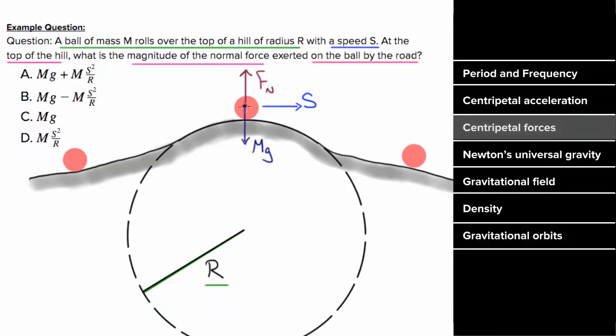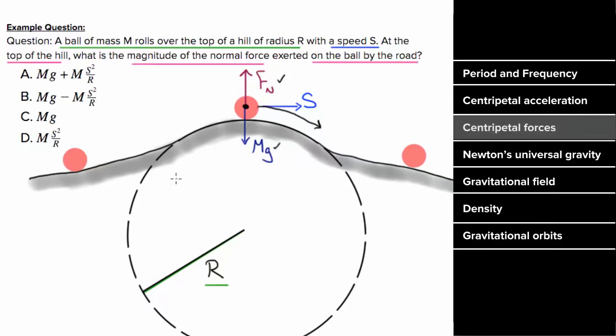And these two forces are not going to be equal and opposite. If they were equal and opposite, they'd balance, and if the forces are balanced, the object would maintain its velocity and keep traveling in a straight line. But this ball doesn't travel in a straight line, it starts accelerating downward. So this normal force is going to have to be less than the force of gravity.